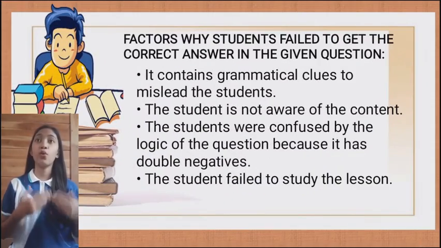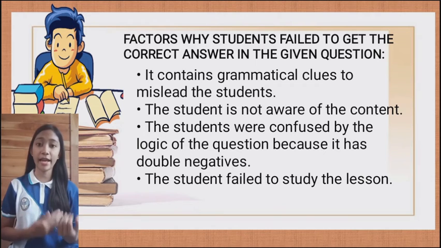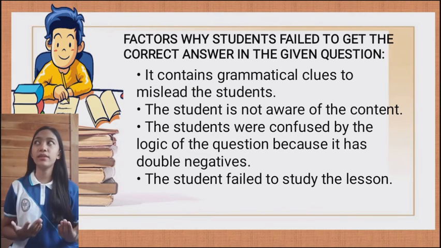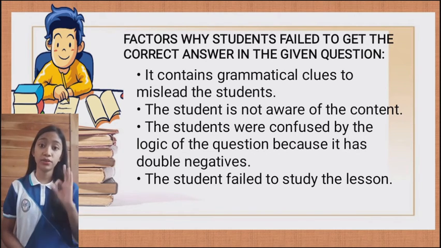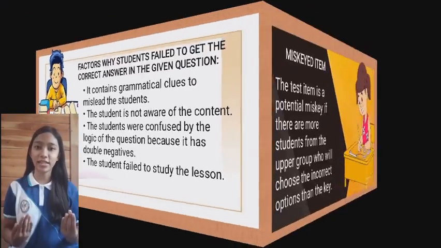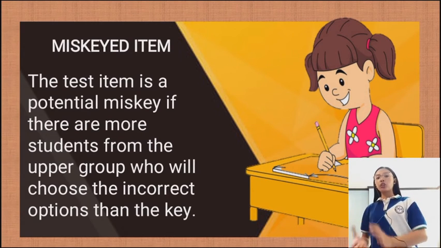There are other factors why students fail to get the correct answer in the given question. First is that it contains grammatical clues which mislead the students. Second, the student is not aware of the content. Third, the students were confused by the logic of the question because it has double negatives. Fourth, the student failed to study the lesson. There are 3 types or factors of item distractors, and those are mislead item, guessing item, and ambiguous item. So I will discuss to you the mislead item.